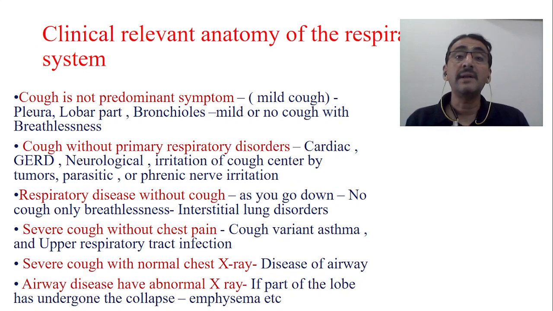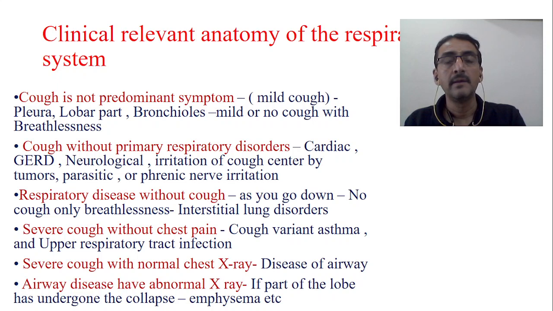Now, clinically relevant anatomy of the respiratory system. Cough is not a predominant symptom, or it is only a mild cough. This is commonly seen in the case of pleural disease, lower part. I told you that there are fewer cough receptors as you go down. Pleura, lower part, bronchioles: mild or no cough with breathlessness will be there.